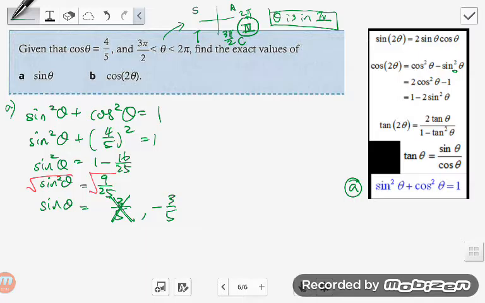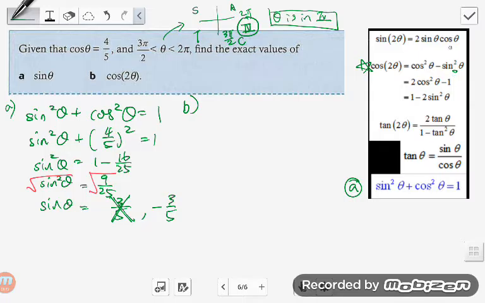All right, please feel free to review that small section where I explain why I cancelled this 3 over 5. Again, it goes back to where my angle has to be: 4th quadrant, right? So of course the sine value is going to be negative. Okay, now let's do part B. Part B, they want us to find cosine of 2 theta. We have a formula for that, and I'm just going to use it.